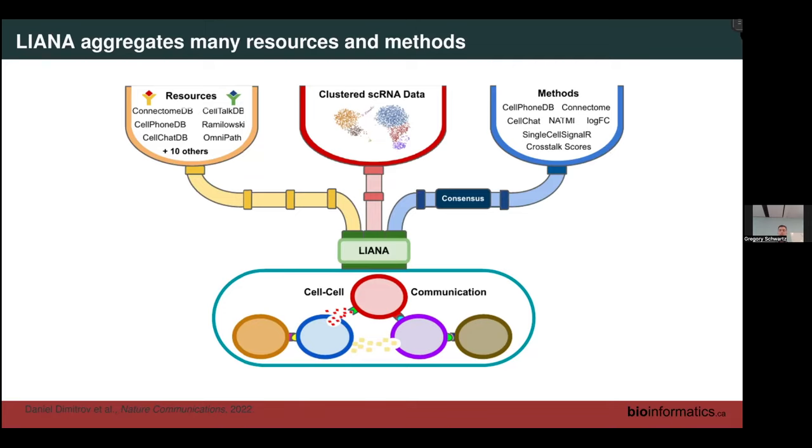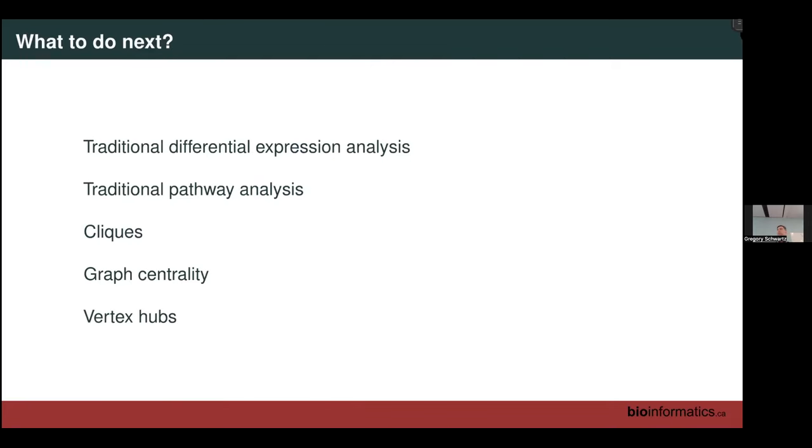Okay. So what can you do once you have this sender cell type I and receiver cell type J with this ligand receptor pair? What can you do with that? Well, you can do traditional differential expression analysis, which I believe is covered in other modules as well, where you just look at the difference in expression patterns between these signals.